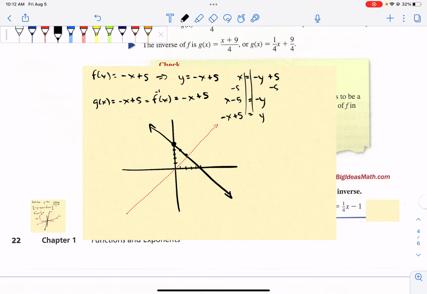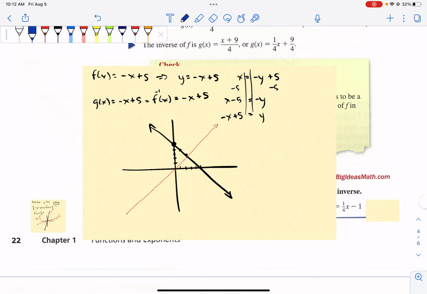So my new function is actually the same line. My new function is actually going to be exactly the same thing. The inverse is the same as the original function. To undo it, I do the same steps as the original function, which doesn't happen very often, but that's kind of cool that it can happen.